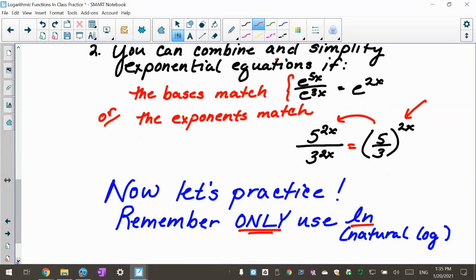And remember, only use natural log if you have an exponential function. Okay, so you can slow this down, rewatch it, write all this down, but this is in a nutshell how I want you to solve it.